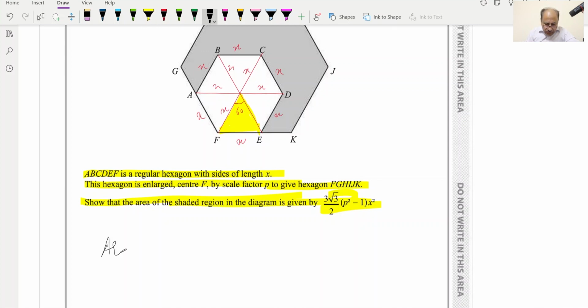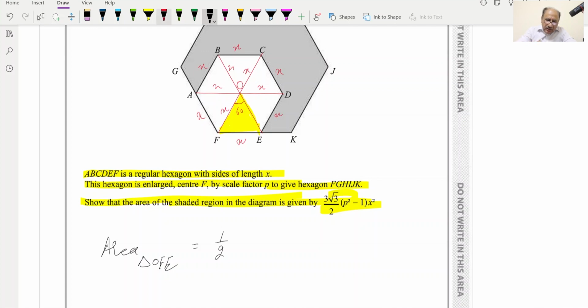So the area of the triangle, at this point we can take O, so triangle OFE. Now this will be equal to half into AB sine C.